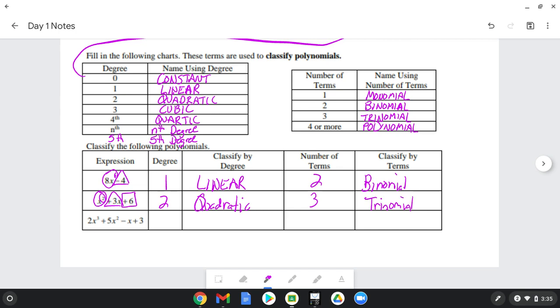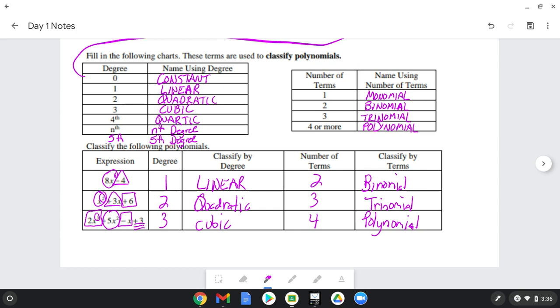And then the last one, it looks like my biggest degree that I see in there is this 3, and we call that cubic, according to the table up above. And then if we look at how many different terms there are, we have this 5x squared, we have this negative x, and we have this minus 3. So it looks like there's 4 different terms, and for 4 or more, we just name that a polynomial. We don't have a specific name, just poly. Means more than 3 essentially in this case.